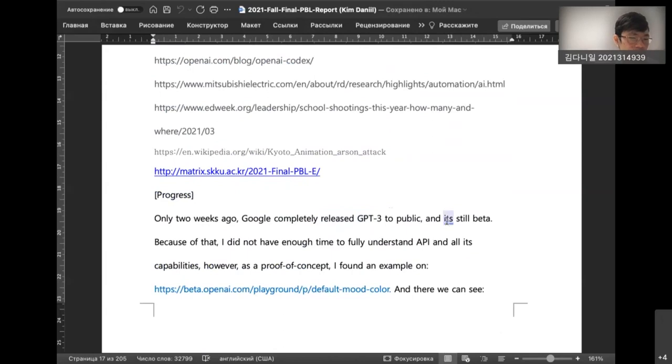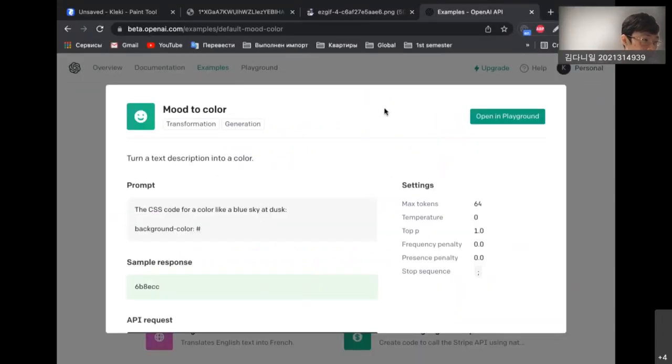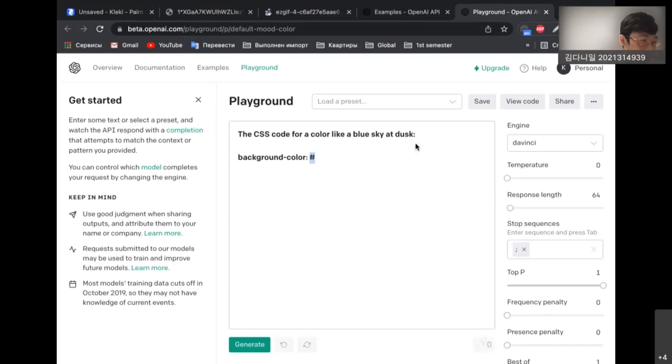However, it's still in beta, so I didn't have enough time to fully understand the API and how it is used. However, what I found is an interesting example. We can see here, default mood color. The point of it is, for example, if I open it in Playground, here is the background color, right?